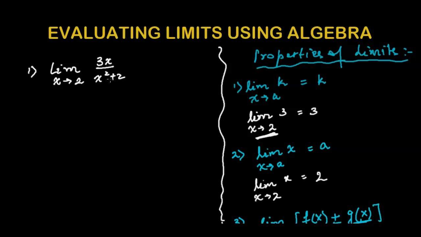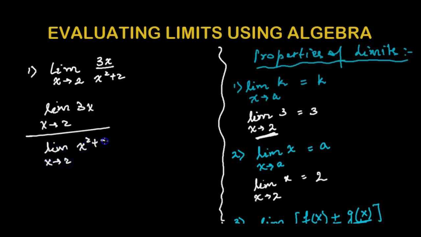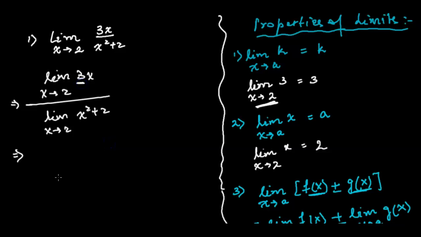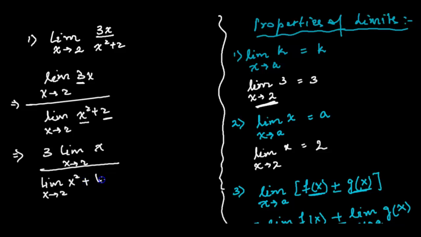So we can apply the limits for a function divided by another function. This can be written as limit x approaches 2 for 3x, the whole thing divided by limit x approaches 2 for x squared plus 2. Since we notice here that there is a constant, we can take this constant out and rewrite it as 3 times limit x approaches 2 for x, the whole thing divided by, here we have a function added to another function, so we can split it up using the sum rule. Limit x approaches 2 for x squared plus limit x approaches 2 for 2.